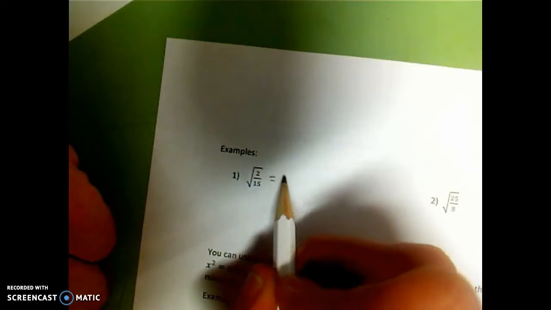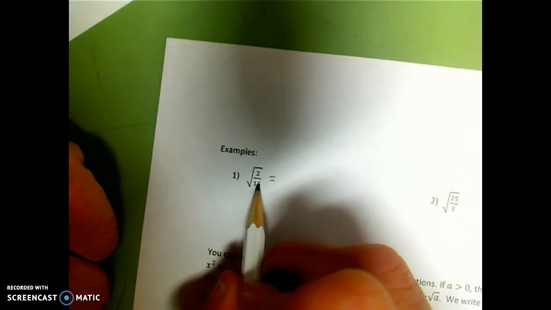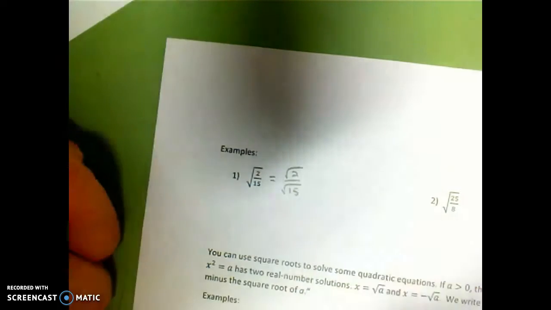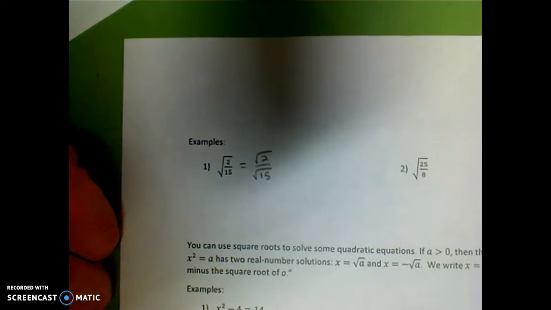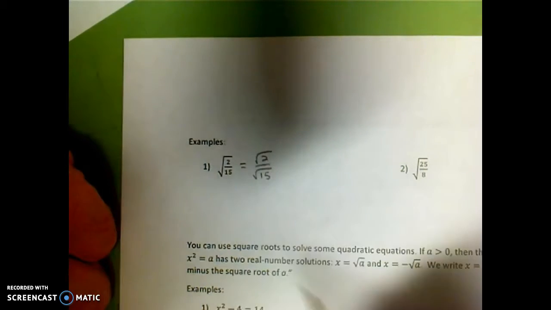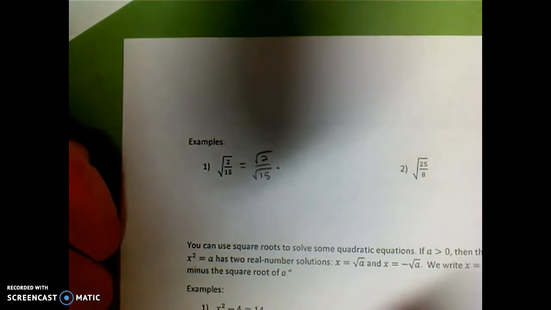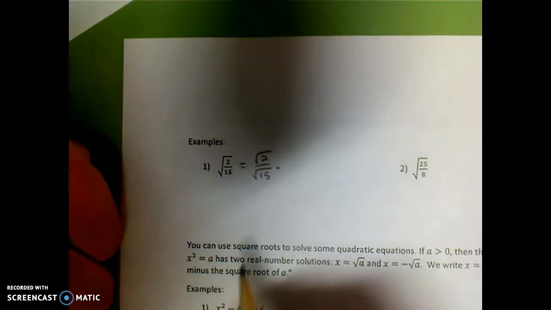So I'm going to begin by writing the square root of the fraction 2/15 as square root 2 over square root 15. Now, I'm going to rewrite this expression in such a way that it no longer has a radical in the denominator. The way I'm going to do that is I'm going to multiply it by a factor that is equivalent to 1.